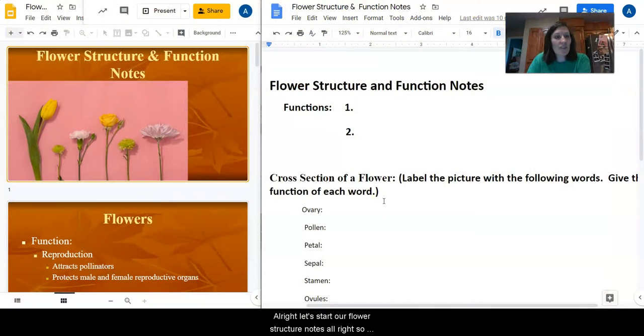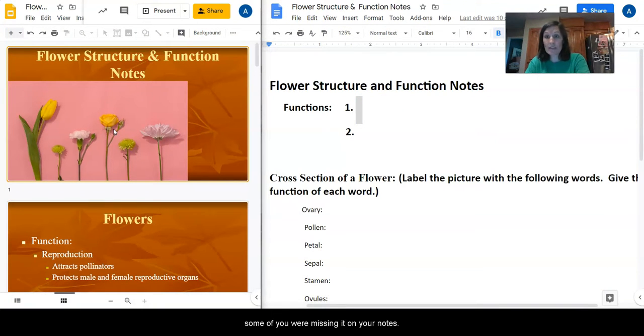All right, let's start our flower structure notes. A couple weeks ago, we went over the basics of the flowers. Some of you are missing it on your notes.